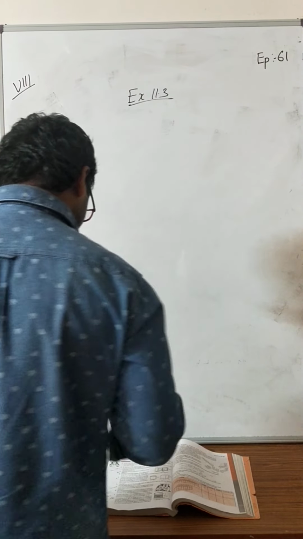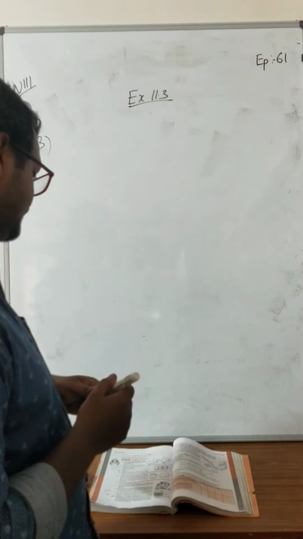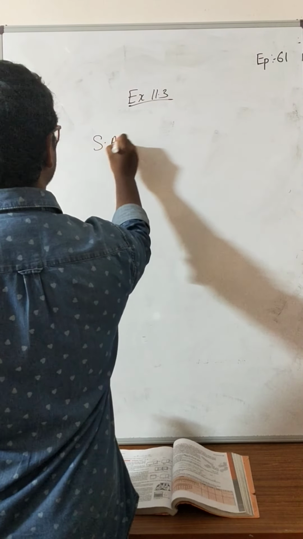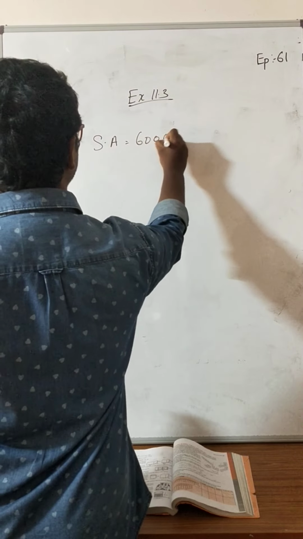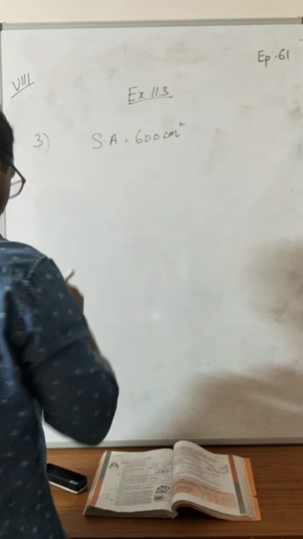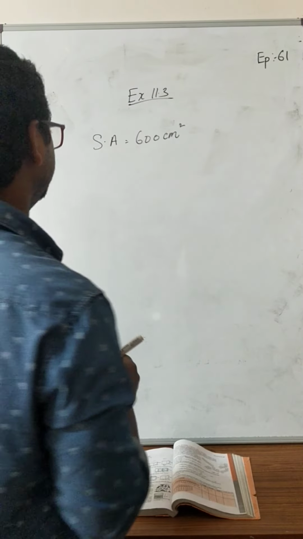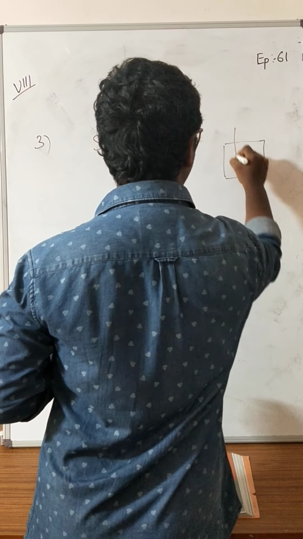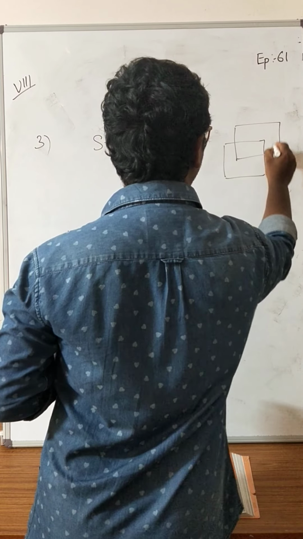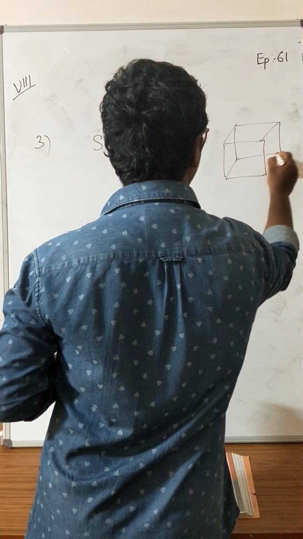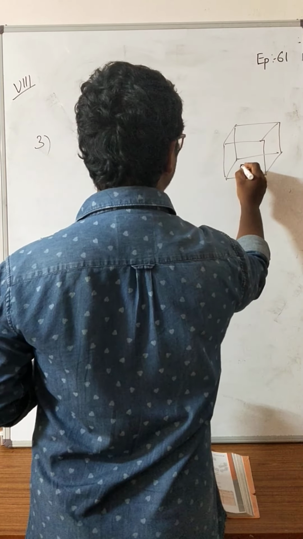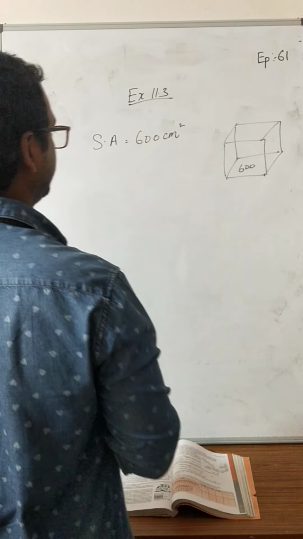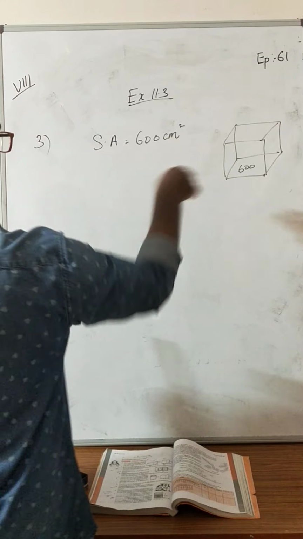In exercise 11.3, the question is: find the side of a cube whose surface area is 600 centimeters square. So the surface area is given, which is 600 centimeter square, and we are talking about a cube. We have to find the side of the cube.